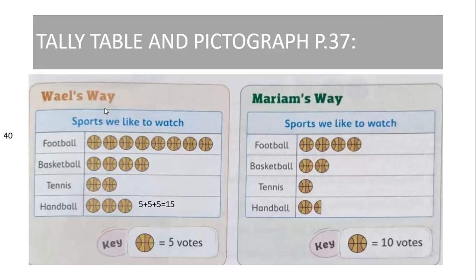Here, page 37 also. Wael's way, sports we like to watch. Here is football, basketball, tennis, handball. First, I did football. See, where is the key? Let me show you here the key. See, you see this? Yes, this is a key. So this key equals 1 ball equals 5 votes. 1 ball equals 5 votes. Here in this key, 1 ball equals 10 votes.